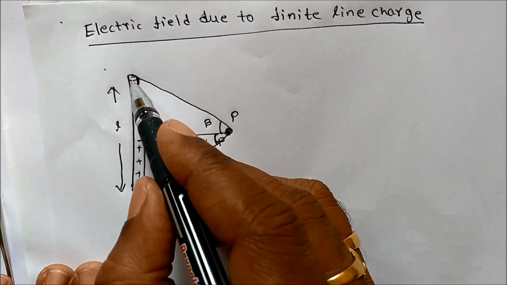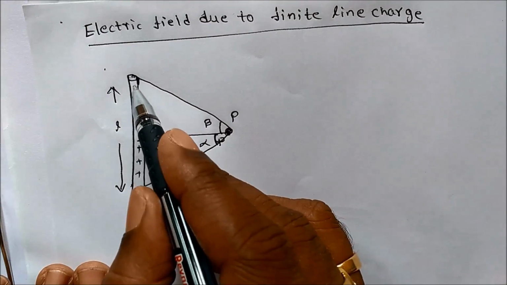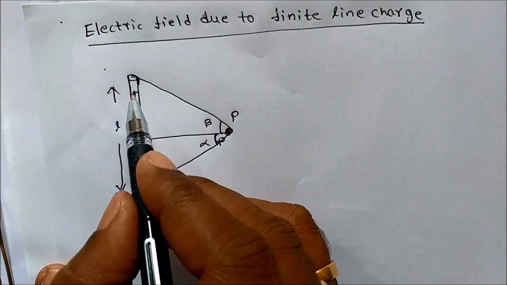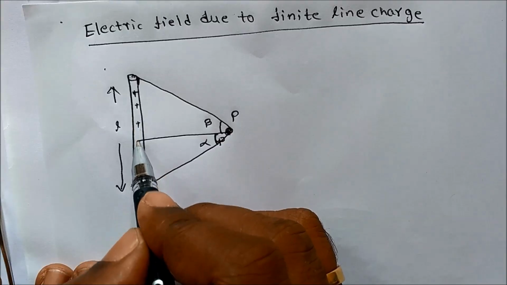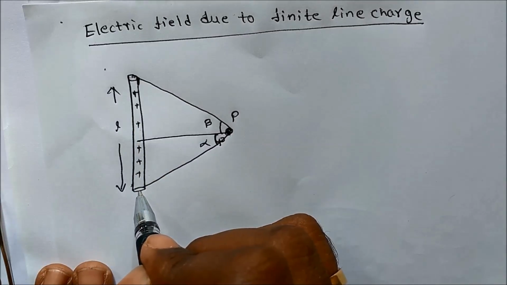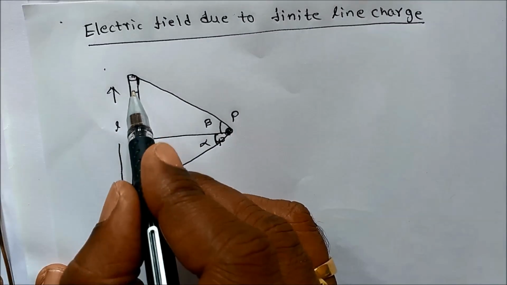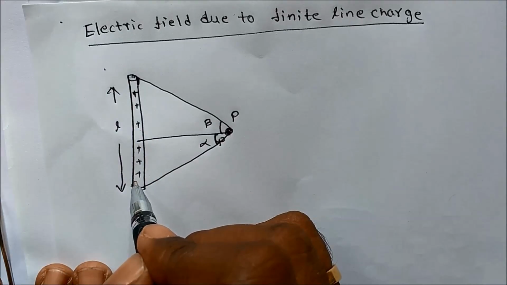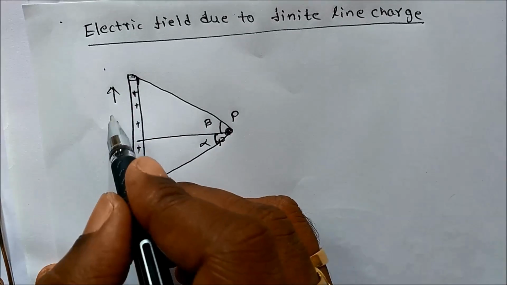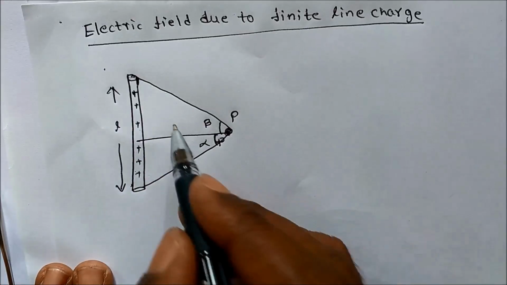One finite rod is there, a thin wire. On this, the charges are distributed along the length of the wire. Then this distribution is called a linear charge distribution, and it is having a finite length L.